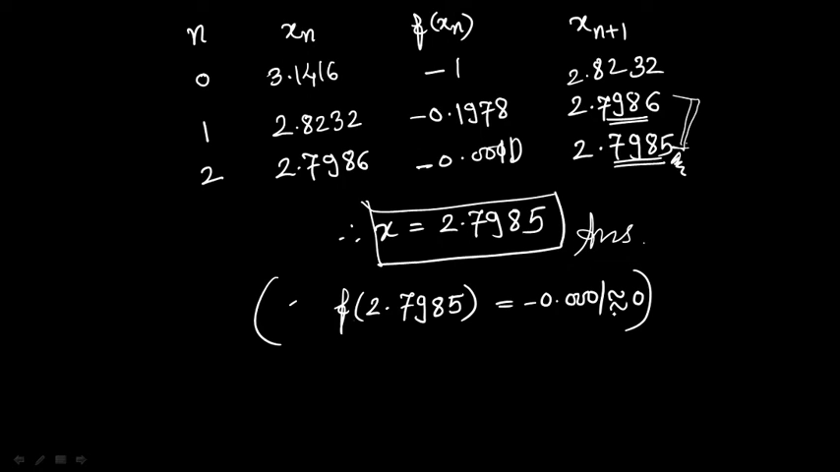The important thing in this problem is, whenever the transcendental equations are given, then you keep your calculator on radian mode. This is the most important point. Otherwise, your answer will be wrong.